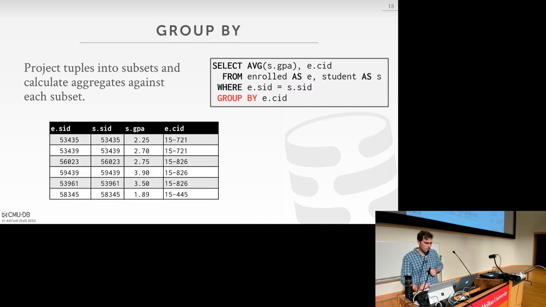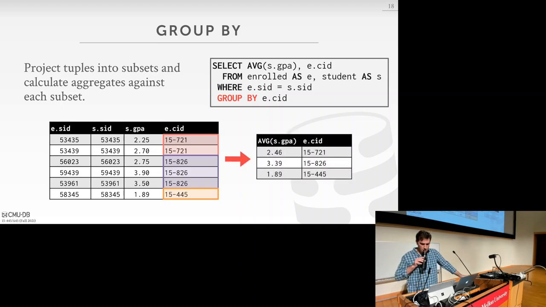And a visual example of this: here we have the relation that's produced from the join. What we're going to do is perform the grouping. Each of these shaded groups is going to be grouped by the course ID. So all the 15721s, 15826, and 15445 are going to be grouped separately before we compute the average. And you see now we get a correct query result where the computed averages are grouped correctly by course.